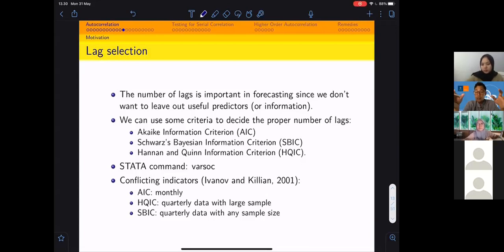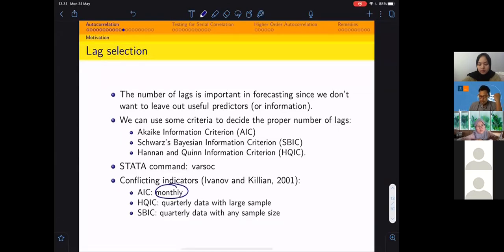However, in practice, if you start to use more than one indicator, then you could actually get conflicting indicators. So indicator A says that the optimal lag is 2 lags, and the other says that the optimal lag is actually just 1 lag. If you have conflicting indicators, then Ivanov and Kilian in 2001 recommend this particular classification.